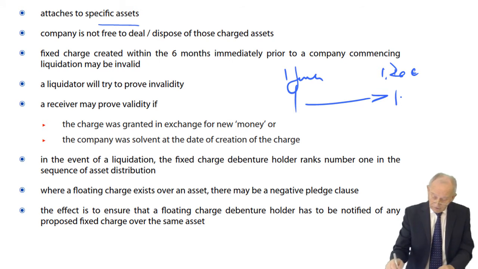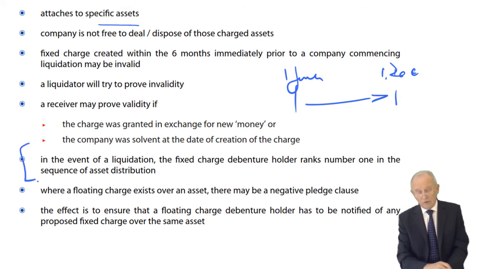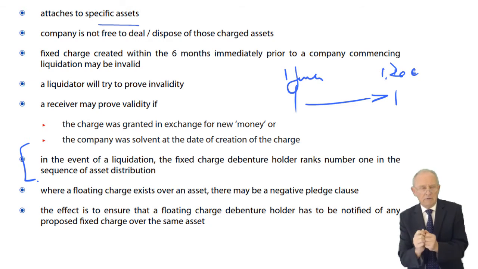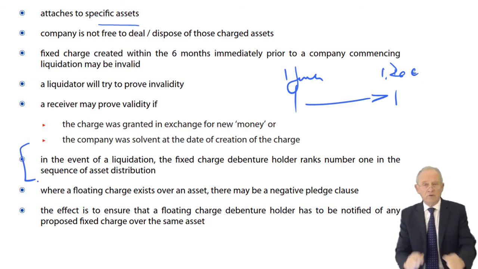In the event of a liquidation, the fixed charge holder ranks number one, numero uno. They have the title deeds, they'll sell the building, get the money, repay themselves their capital which is outstanding, repay any interest which is outstanding, and repay the costs of realisation. If there's any money left from the sale of that building, that will be paid back to the liquidator.